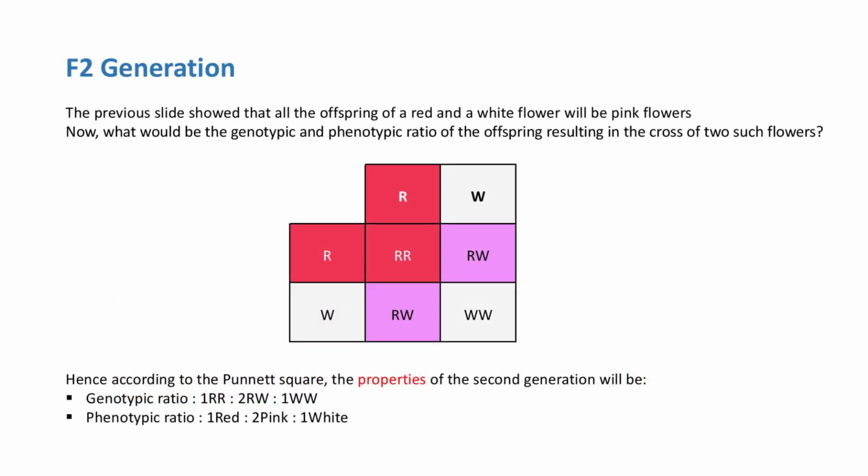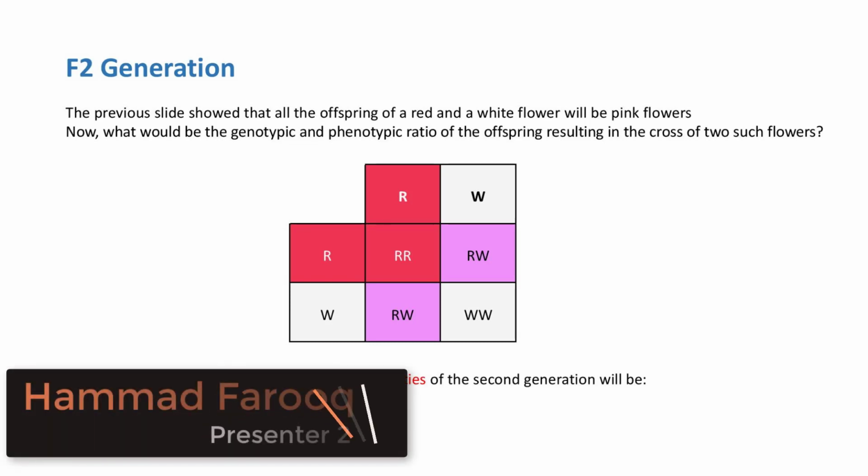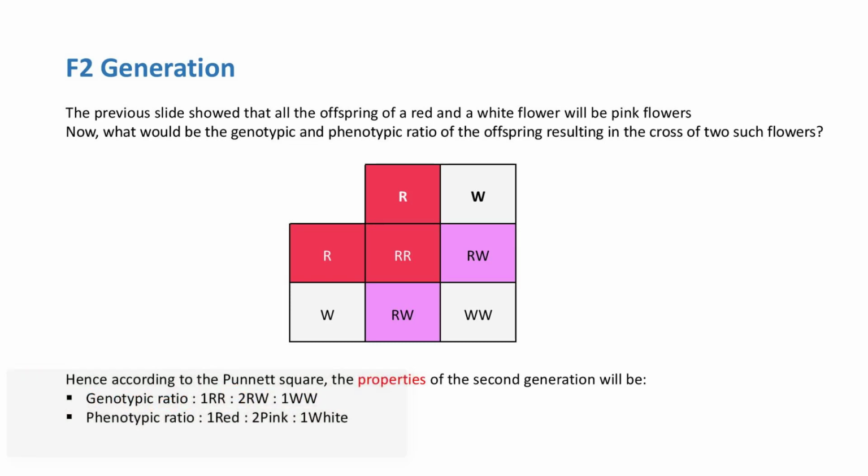Now let's consider the F2 generation. In order to find the phenotype of the offspring resulting from the cross of two heterozygous pink flowers, we solve them using a Punnett square. The Punnett square shows that one offspring will be homozygous red, two offspring will be heterozygous pink, and the fourth offspring will be homozygous white. Hence, their genotypic and phenotypic ratios will both be 1 to 2 to 1.